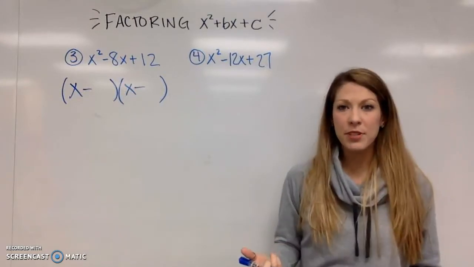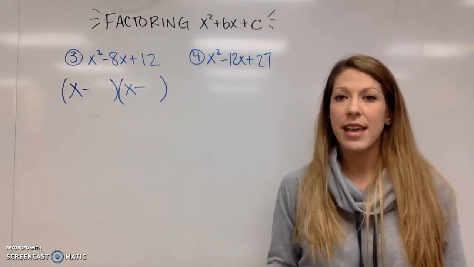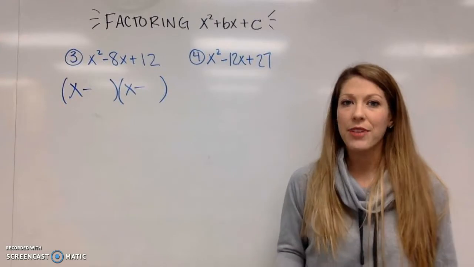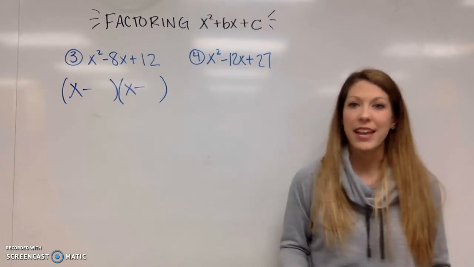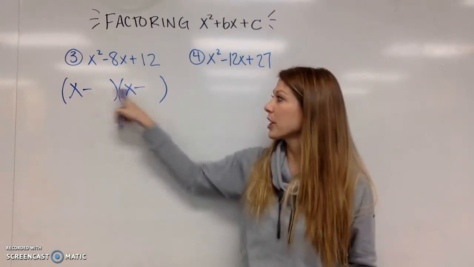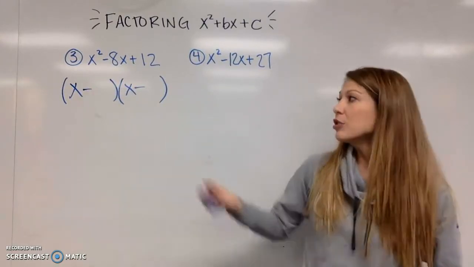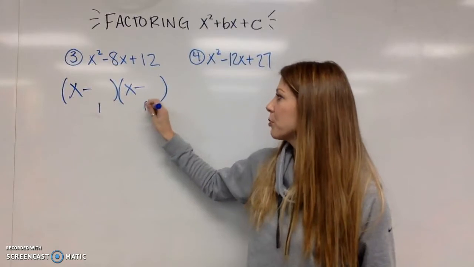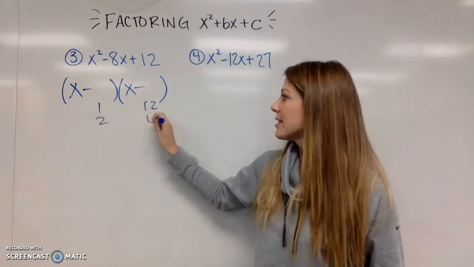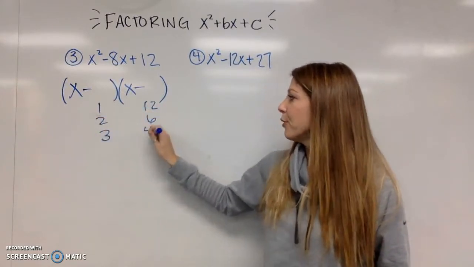But from here, our steps are still the same. We want 2 numbers that multiply to get 12, and when we add them, we get negative 8. And we know that both of them are going to be negative numbers because both of our signs are negative. So 12 has a lot of factors. We have 1 and 12, 2 and 6, 3 and 4.